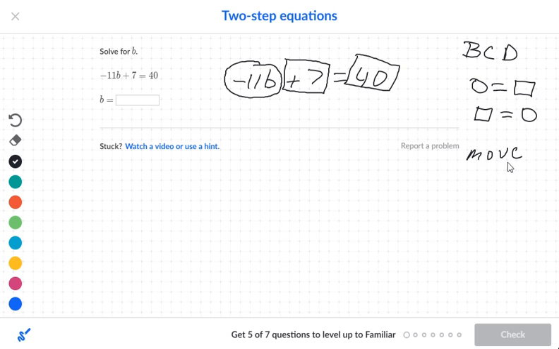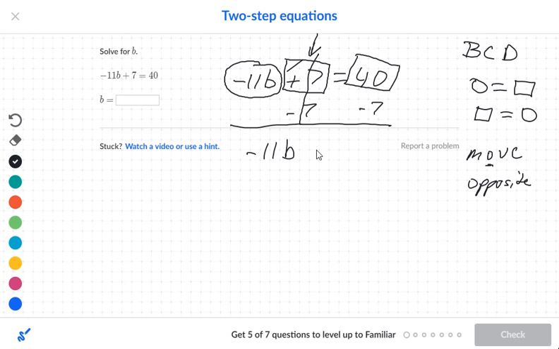I'm also going to move objects, and when I move objects, I think of the letter O as being opposite. So right here, I'm going to move this box right there. So that's a positive 7. I want to write this as a negative 7. That's how I move that box. These positive 7 and negative 7 will cancel out, give me a negative 11b is now equal to 33.